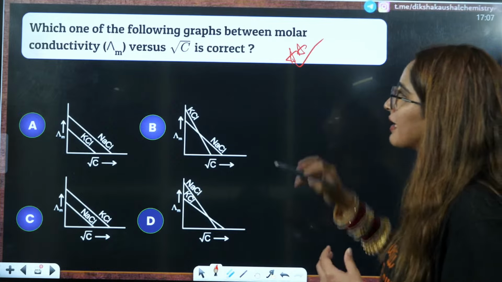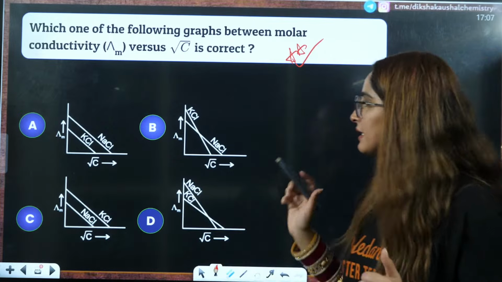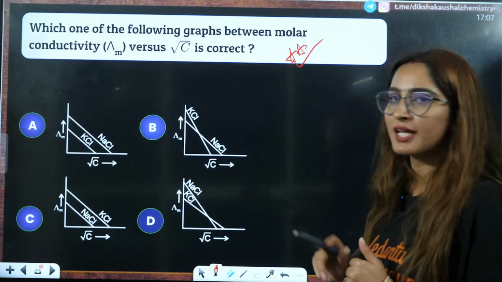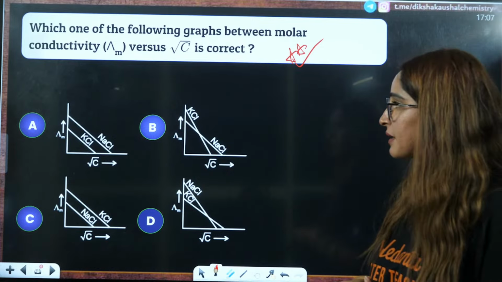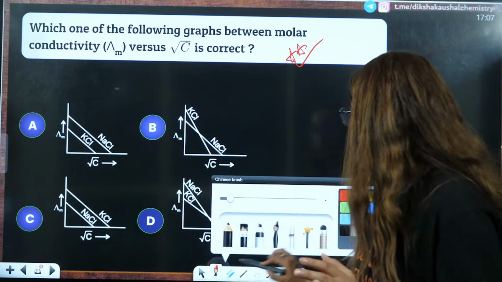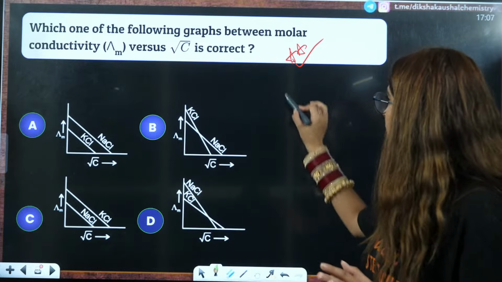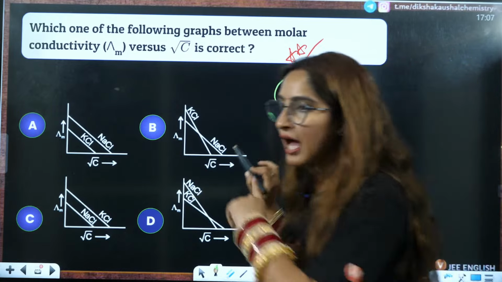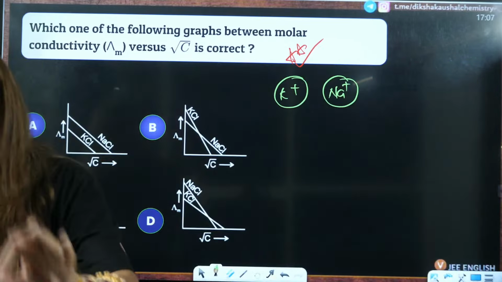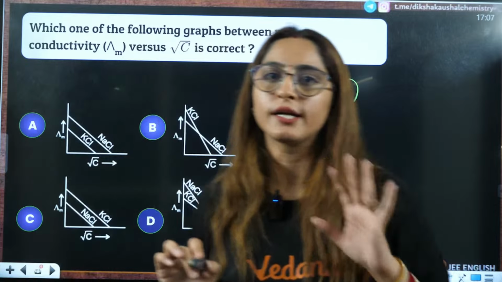Next is the graph between molar conductivity. Important questions regarding the graph here. Molar conductivity of 2 things is given to you, KCl and NaCl. They are asking which graph is correct here. See students, firstly you need to know which molar conductivity is more. Here you have K positive and one is Na positive. Have they asked the same kind of question? Yes ma'am, they have asked a question on molar conductivity.